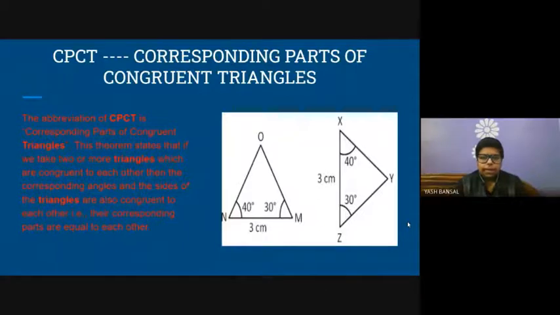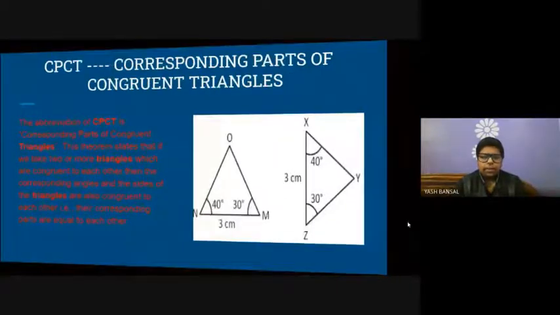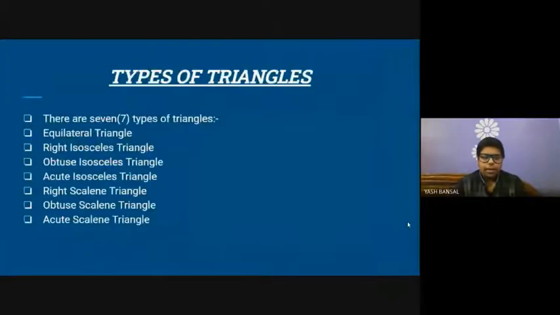Types of triangles. There are 7 types of triangles. They are equilateral triangle, right isosceles triangle, obtuse isosceles triangle, acute isosceles triangle, right scalene triangle, obtuse scalene triangle, and acute scalene triangle.